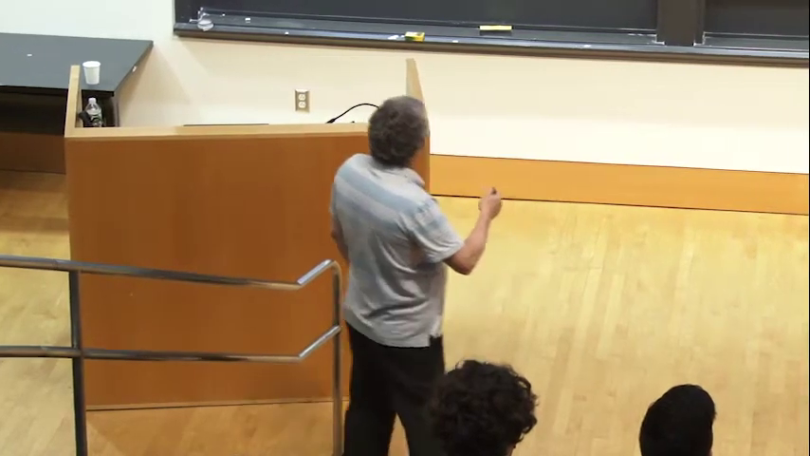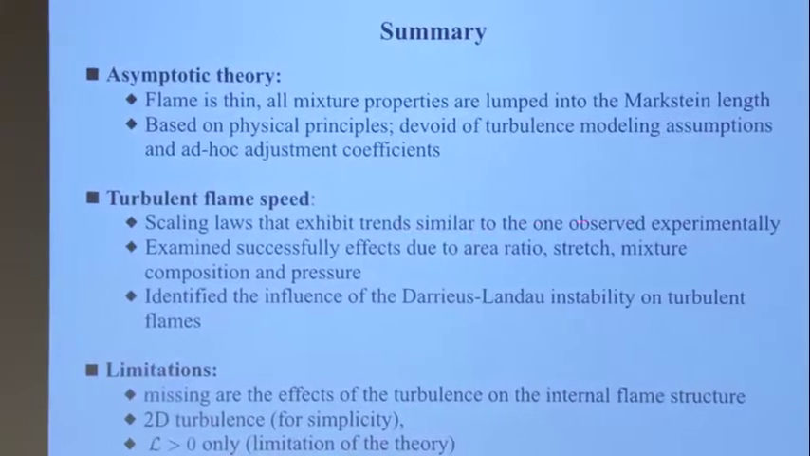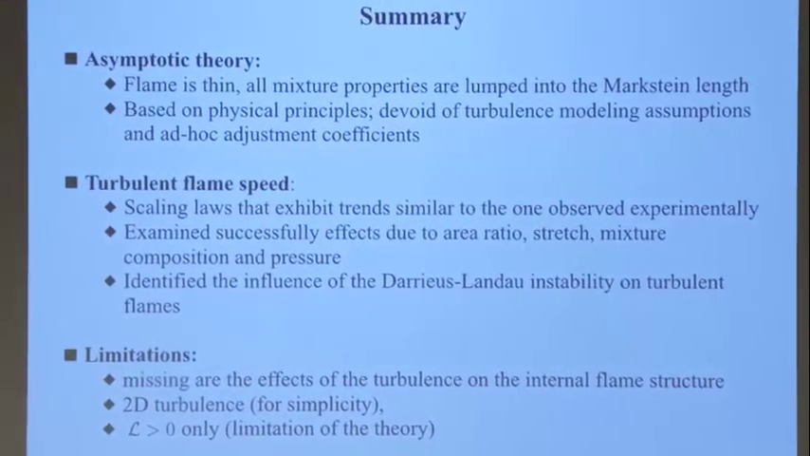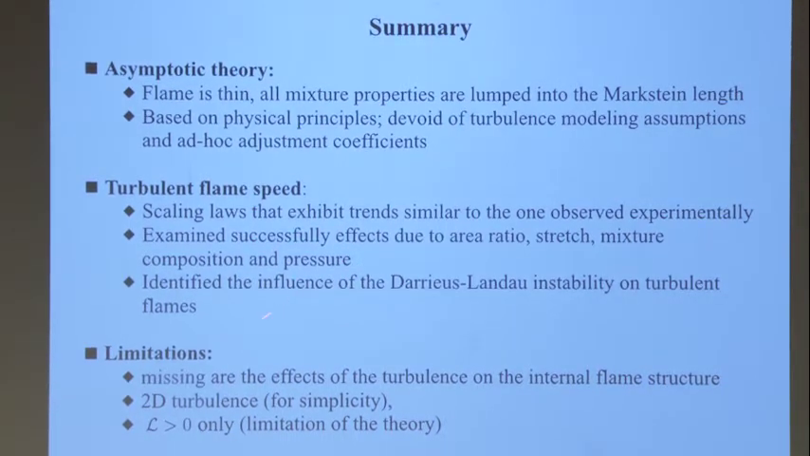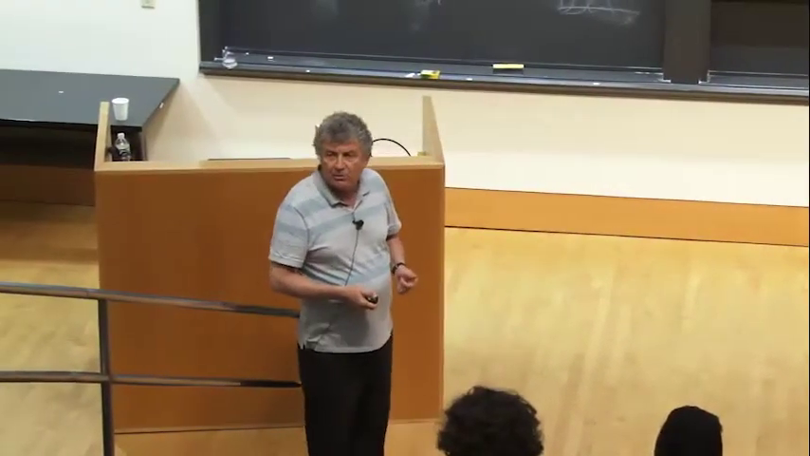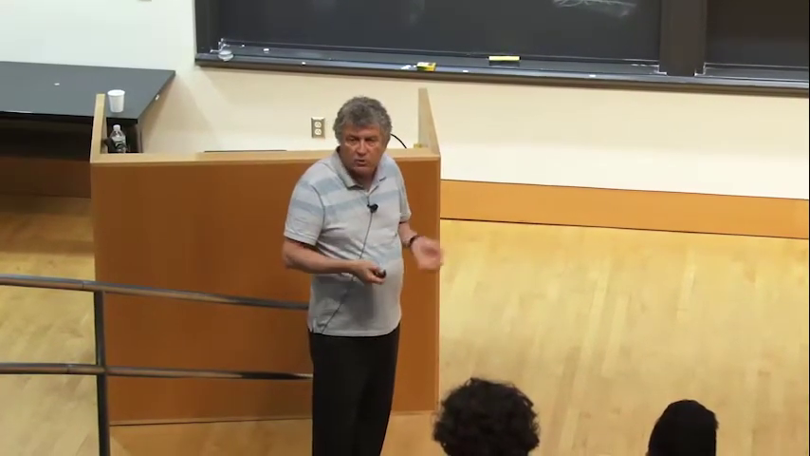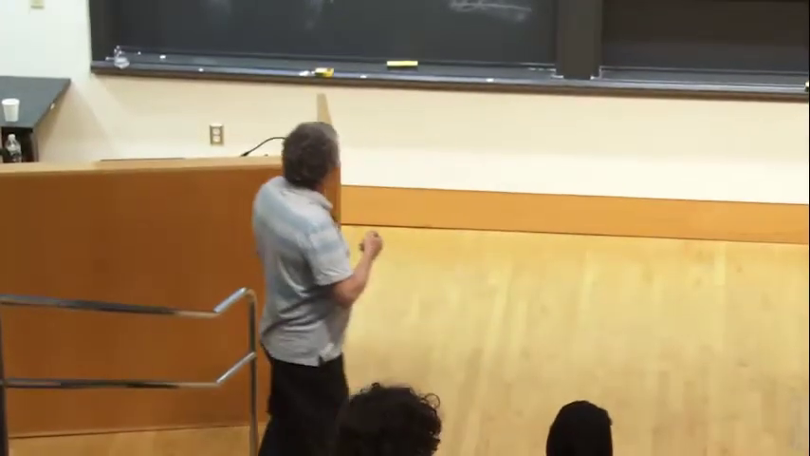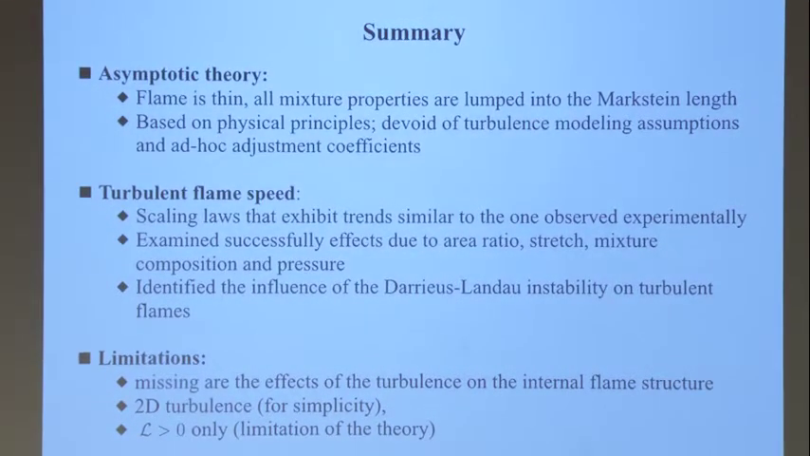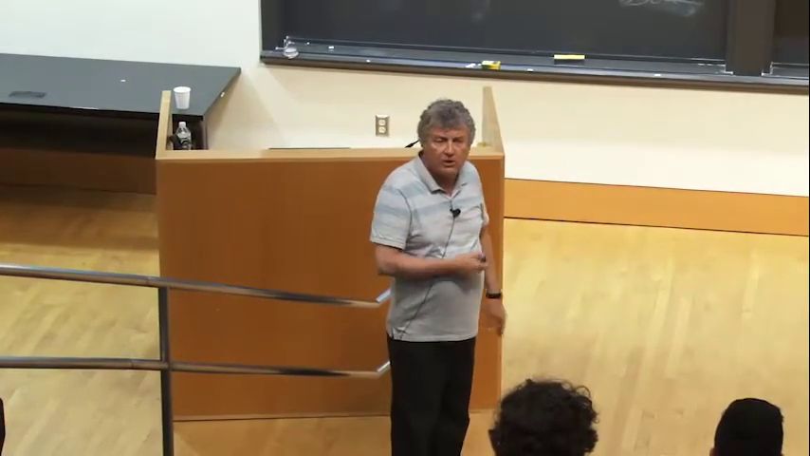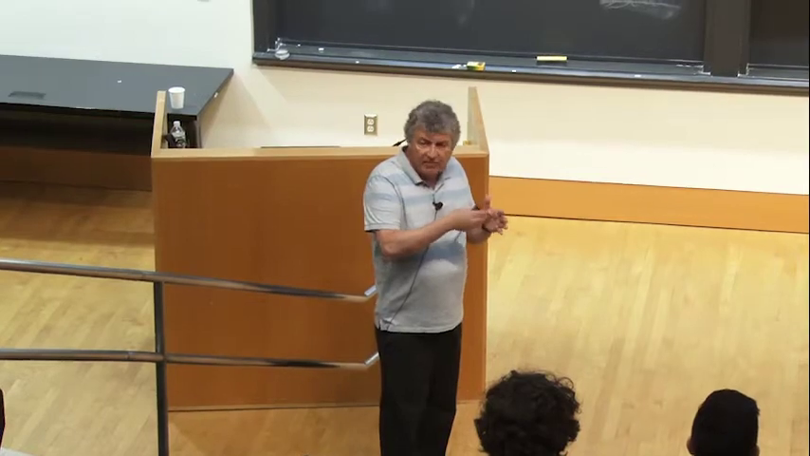Of course, for the turbulent speed, we were able to derive scaling laws, and they seem to have the same trend as the experiment. We have examined successfully effects due to area ratio, stretch, mixture composition, pressure, and so on. In particular, we have discussed the importance or lack of importance of the Darrieus-Landau instability, which has always been questioned in turbulence studies. Of course, as in every theory, it has limitations. The limitation is that there are missing effects of the turbulence on the internal structure. The idea is that the internal structure remains like the laminar flame structure, and this may not be true, at least certainly not in situations where the turbulence is affecting the internal structure.